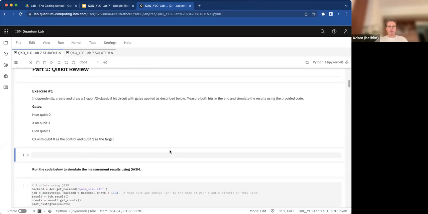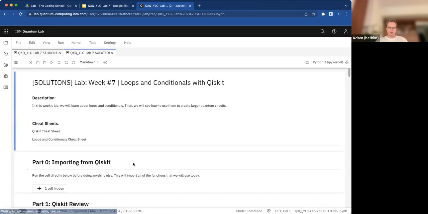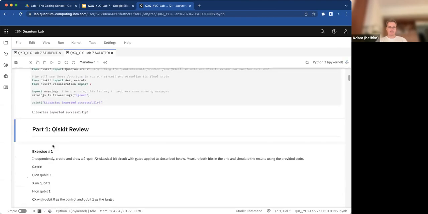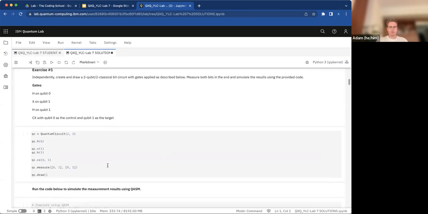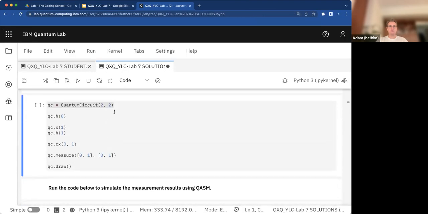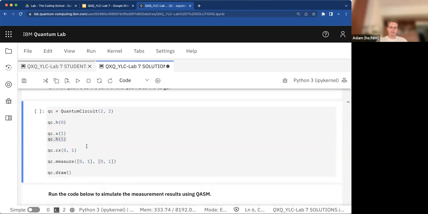Exercise 1. Let me go ahead and show you the solutions, but please let me know if you have any questions here. So for these parts, for exercises 1 and 2, let's look at 1 first. We create a quantum circuit with 2 qubits, and let me zoom in here. 2 qubits and 2 classical bits, 2 and 2. And then as it says, we want to apply an H to the 0 qubit, an X to the 1 qubit, an H to the 1 qubit, and then a CX.